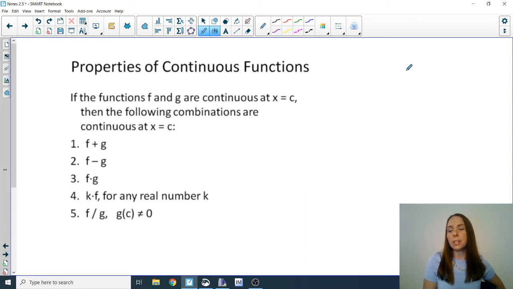Okay, what this says is that if you have a function f that is continuous at a point and g is continuous at a point, then you can say that these combinations are also continuous. You can add two continuous functions and preserve continuity, subtract, multiply. You can take a constant times a continuous function and divide, provided that when you take that function g in the denominator, it does not equal 0 at whatever point in particular you're talking about.